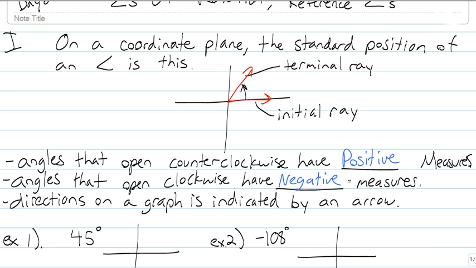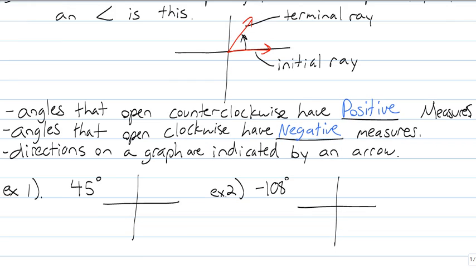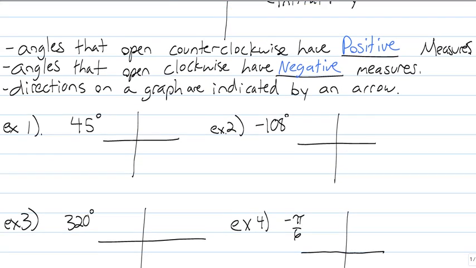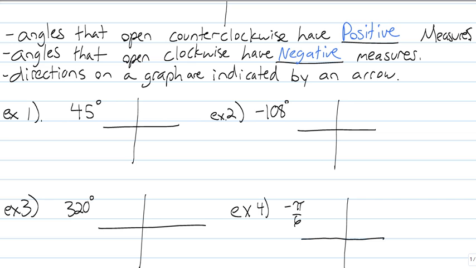And directions on a graph are indicated by an arrow. There's some poor grammar by Mr. Vranek. Anyway, let's forget about that for now, and let's look at these examples.